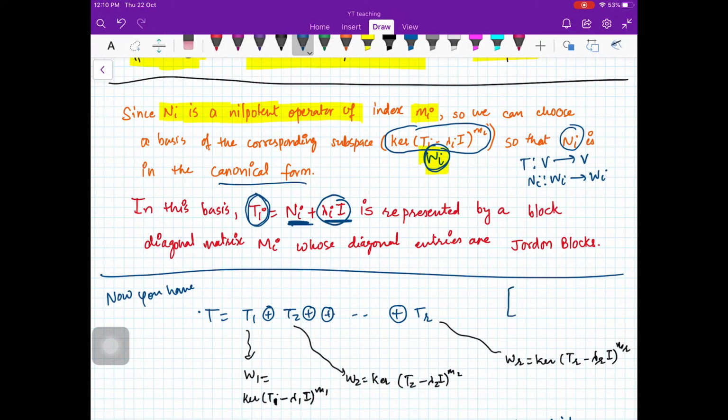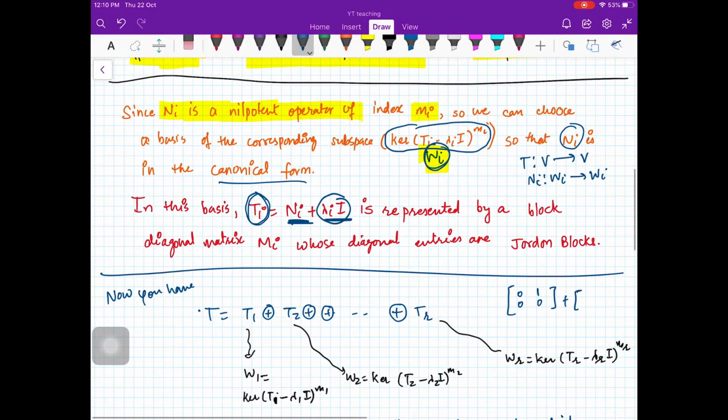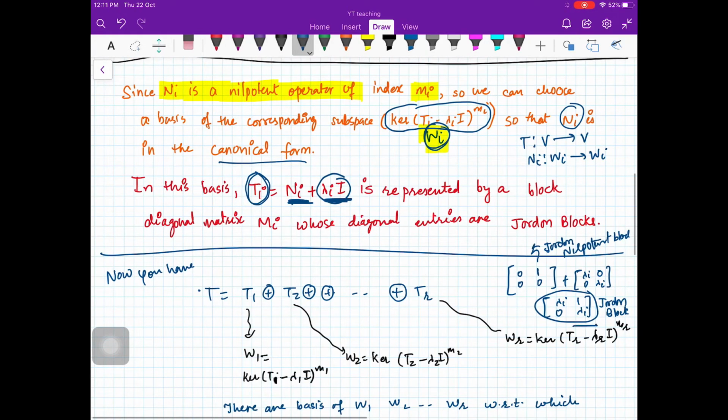So what you will get: you have a nilpotent block, it looks like this. I'm just taking 2 cross 2, plus this lambda_i I, so you'll get lambda_i on the diagonal, 1 above it, and 0 below. What is this? This here is a Jordan nilpotent block, and this here is a Jordan block. So it means that in the basis where Ni has the Jordan nilpotent block representation, Ti has a Jordan block representation.